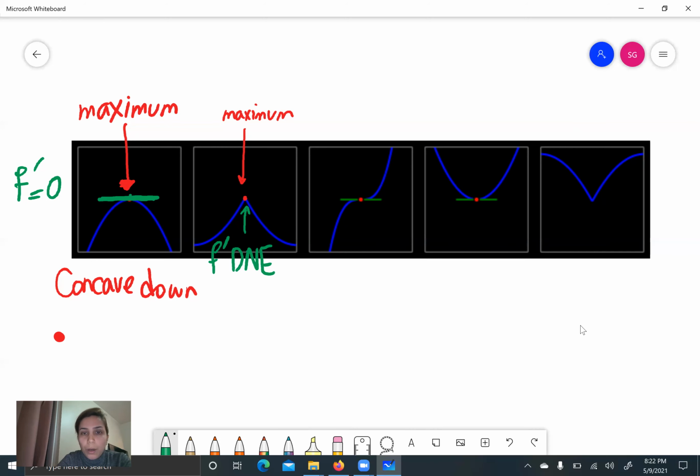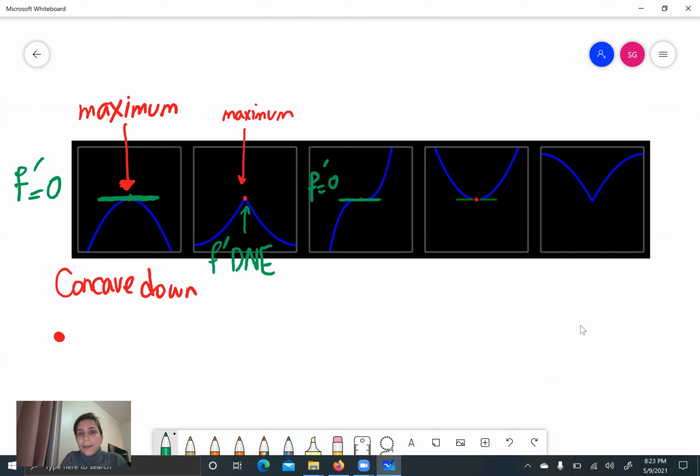What about the third one? In the third one, actually, the derivative exists. Look, you can draw the tangent line at this red point. It's flat. So the first derivative is 0, but it's not an extreme value. You see that? My point is that this point is neither max nor min.